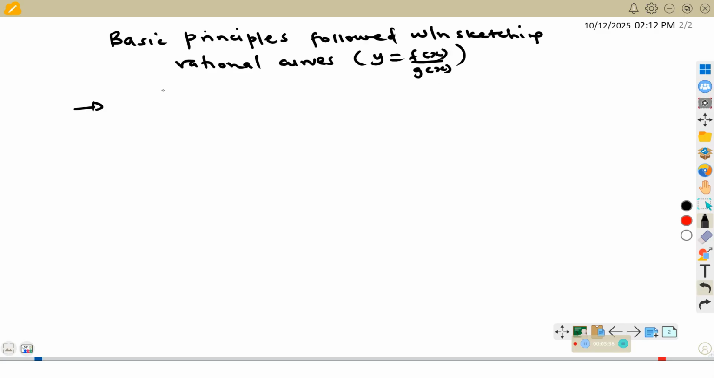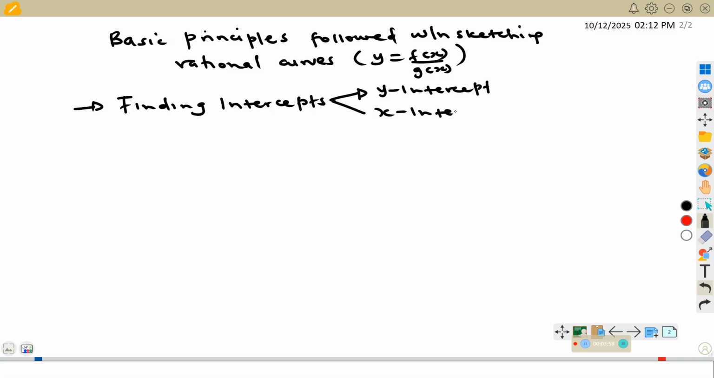So the first one that we shall always be looking at is finding the intercepts. So we need to first of all find the intercepts. And finding the intercepts calls for only 2 things. One is to look at the y-intercept, and 2 is to look at the x-intercept. And we shall be saying that for x-intercept, y is 0, and for y-intercept, x is 0. So basically, those are the 2 things we shall look at when we are finding the intercepts.